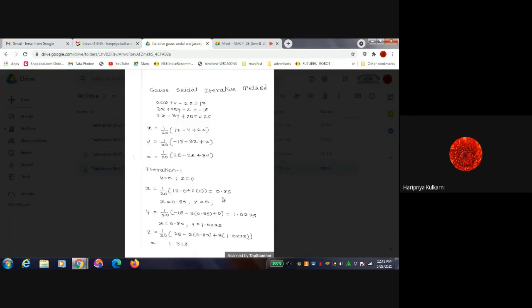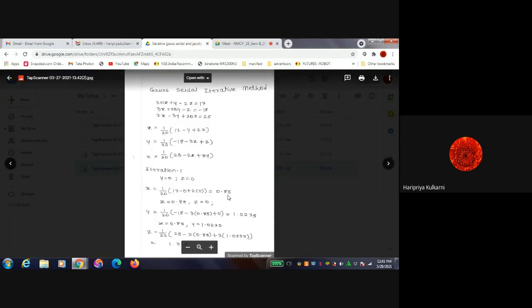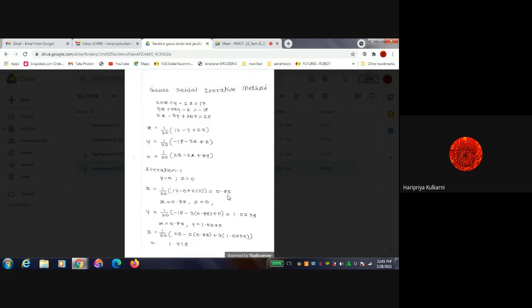While calculating y, we now have the updated value of x as 0.85. So I put x equal to 0.85 and z equal to 0 while finding out the value of y. I substituted the x and z values in the equation of y: minus 3 into 0.85 plus 0. So you can find y easily, which comes out to be 1.0275.